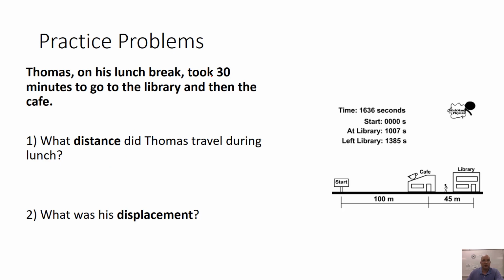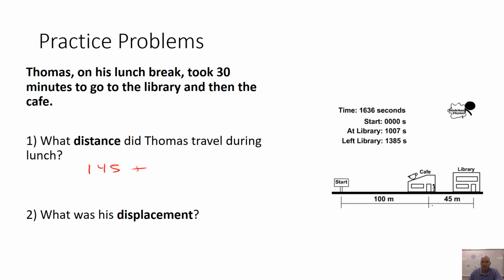So on his lunch break, Thomas took 30 minutes to go to the library and then the cafe. So what distance did Thomas travel during the lunch? I don't really need the 30 minutes right now. We're just going to go ahead and take a look. He went to the library and then the cafe. The distance you just add up, so it's going to be 145.